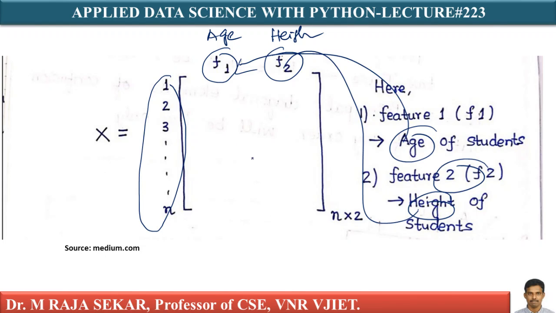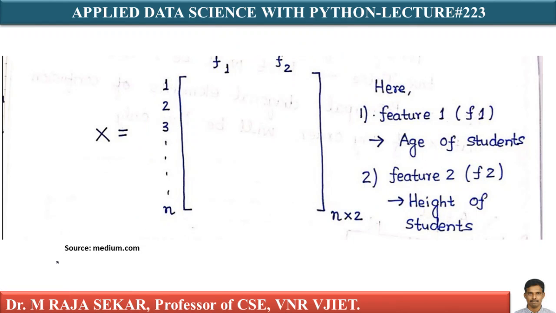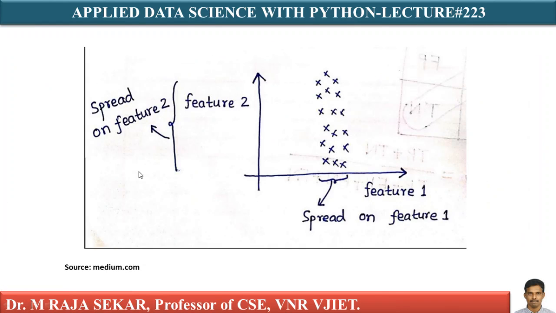How many data points are there? There are n data points. How many columns? There are 2 columns. So I can say it is an n by 2 data matrix. Here there are 2 features, so I can say it is 2D. This particular data matrix can be represented in the form of a graph. This is the graph. You can understand this graph.